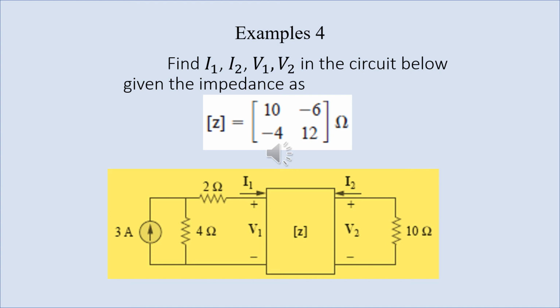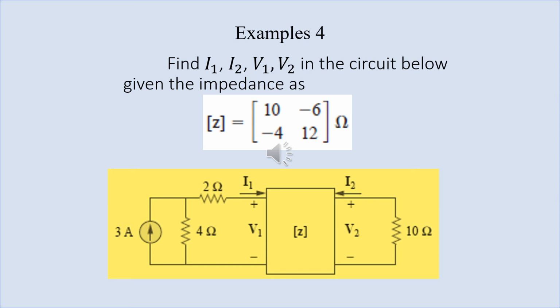In this example, we are asked to find I1, I2, V1, V2 in the circuit on this slide, given the matrix of the impedance parameters. From the matrix given, we can see that our Z11 is 10, our Z12 is minus 6, our Z21 is minus 4, and our Z22 is 12 ohms.